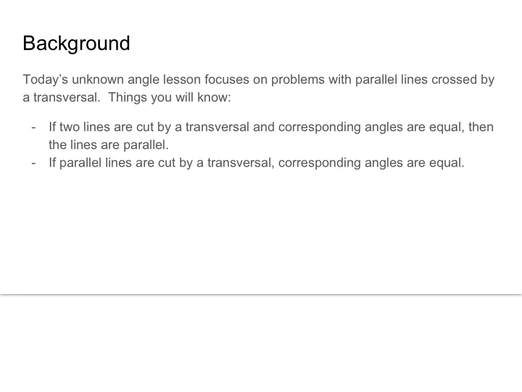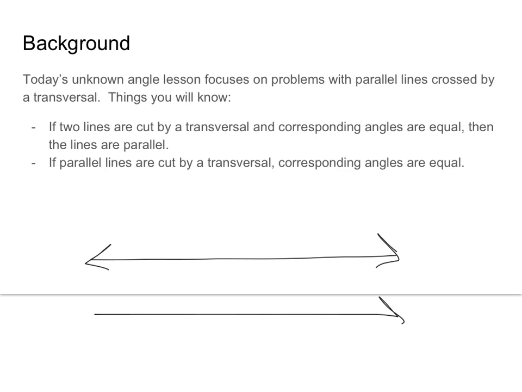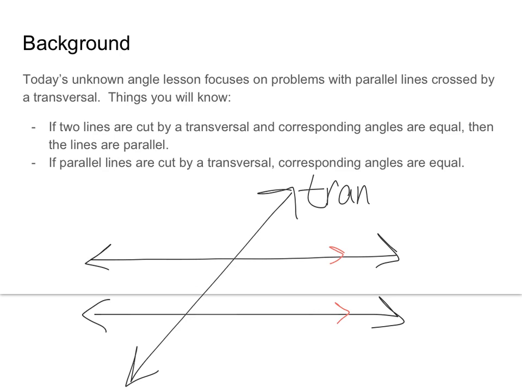I want to make sure you remember parallel lines, and we know they're parallel because I have a little arrow here, and a transversal. Okay, a transversal is just a line that crosses two lines. This is the transversal.